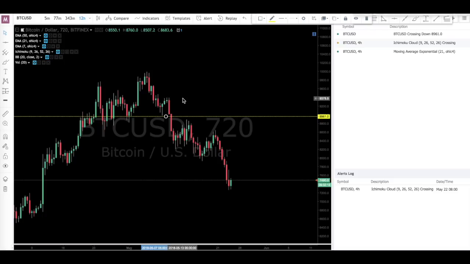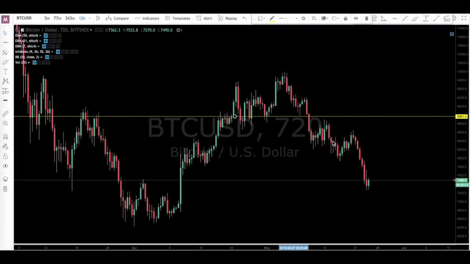I can go look at the chart. I can make a decision from there on what I want to do. Okay, so hopefully that helps. That's a very simple way of getting notified when something is going on.